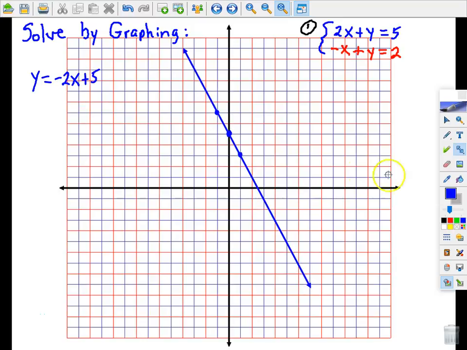y equals negative 2x plus 5. And now let's set up the red equation. Do the same thing. Let's get it in slope-intercept form. Makes it a little bit easier to graph.